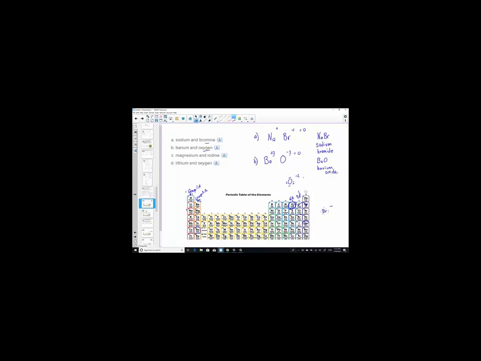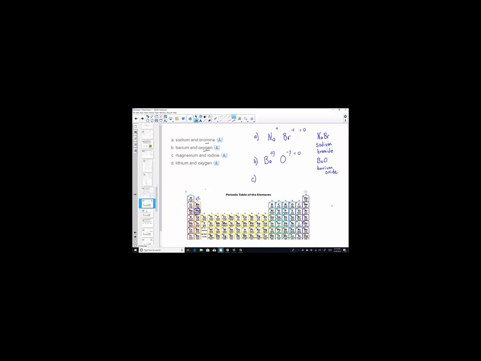Magnesium and iodine. So in letter C, we want to find magnesium. Let me just clean that up. And you know where that is? Right in the same column as where we found barium a moment ago in group 2A.